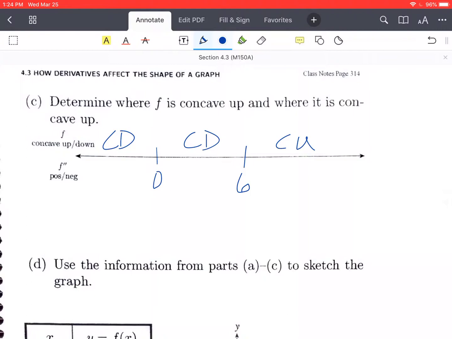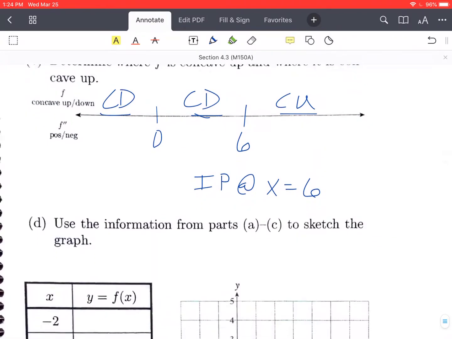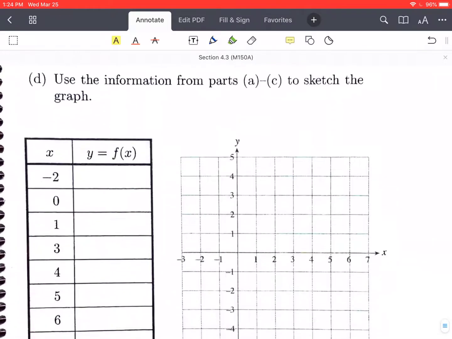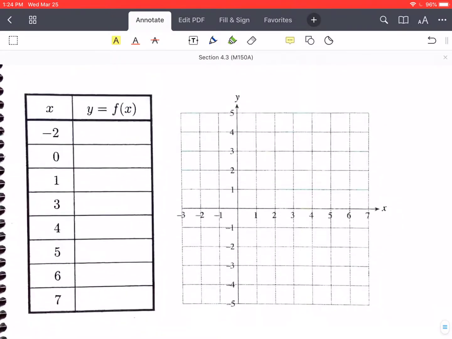If we were asking for inflection points, then we would have an inflection point at x equals 6, because again it changed concavity, going from concave down to concave up. Not at 0, because it stayed concave down on both sides of 0. And then we can use this information from increasing, decreasing, inflection points, and concavity to sketch a graph of this function. Again, I'm going to go ahead and just utilize Desmos for this.